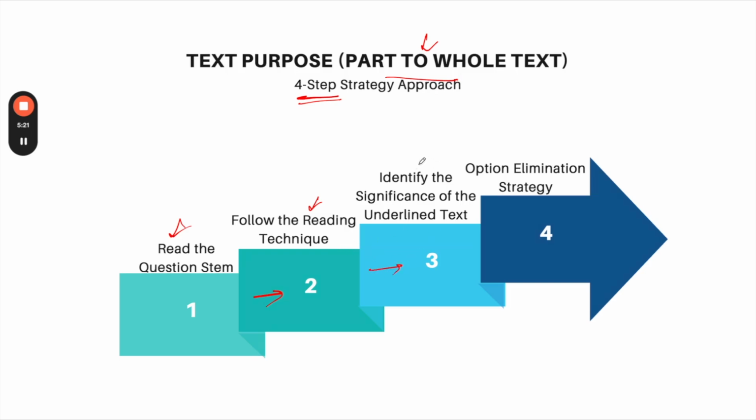And the third step would be that you will be identifying the significance of the underlying text. What is the importance of that particular underlying text? Why is that sentence even being mentioned in the text? Once you are done identifying that, you will move on to the last step, that is option elimination. Again, you're not looking for the correct one right away. You want to eliminate your options first and then eventually identify which out of these options would be correct. Now let's go ahead and implement these steps in the first question that we take up on whole text, easy difficulty level.